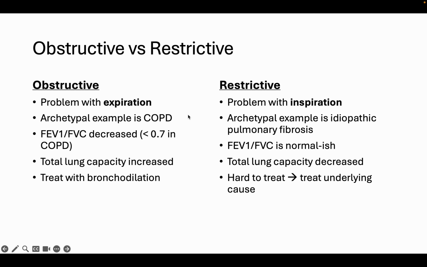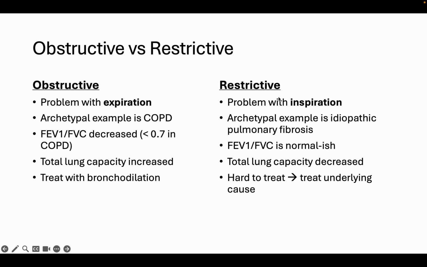So to recap all of that, obstructive versus restrictive lung diseases. Obstructive is a problem with expiration. The archetypal example is COPD. The FEV1 over FVC is decreased. In COPD, it's less than 0.7. The total lung capacity is increased because of air trapping, and you treat it with bronchodilators, which can help open those airways, remove the dead air, and move air in and out appropriately.